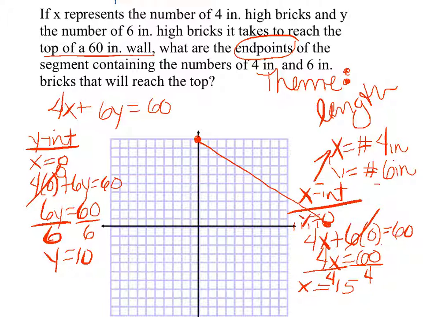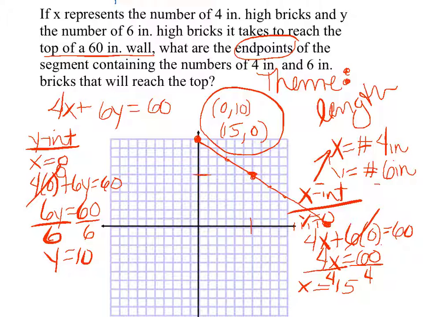And answering the question, what are the endpoints of the segment containing the bricks that will reach the top? So my endpoints are, if x is 0, y is 10. And the other one, if x is 15, y is 0. And that would answer that. And then also, if you look at this, anything in between on this line is going to answer that also, which is why a ruler would be really nice so we can see where it crosses the grid. Because any place this crosses the grid, it would also be an answer. So then x would be 6 and y would be 6. So 4-inch bricks and 6-inch bricks would get you all the way to the top at 60.